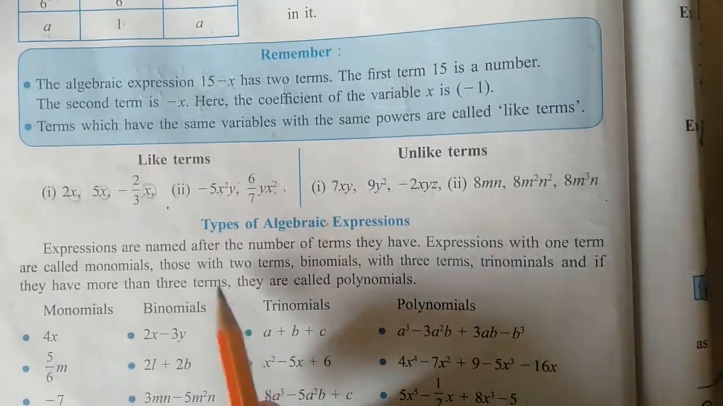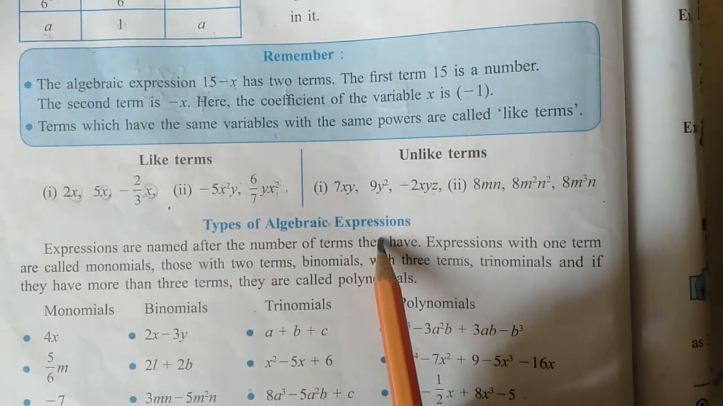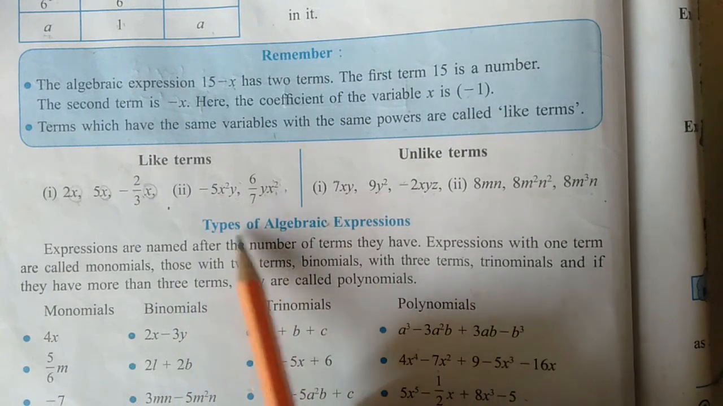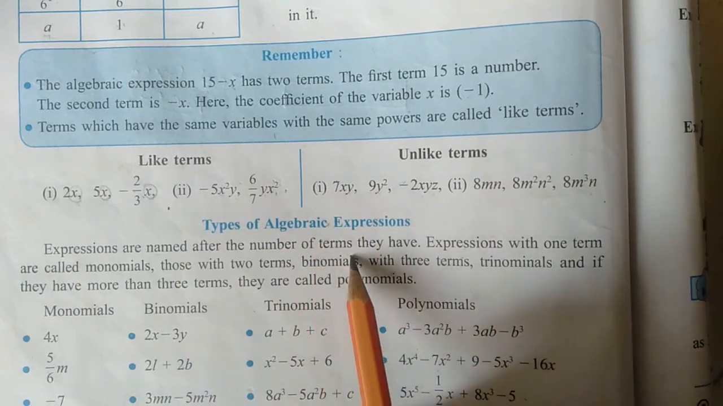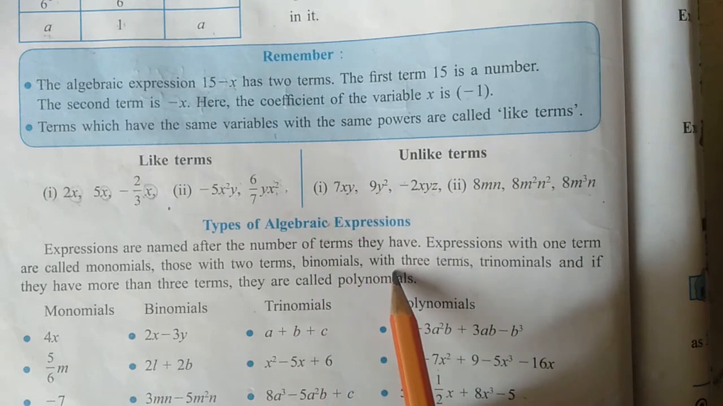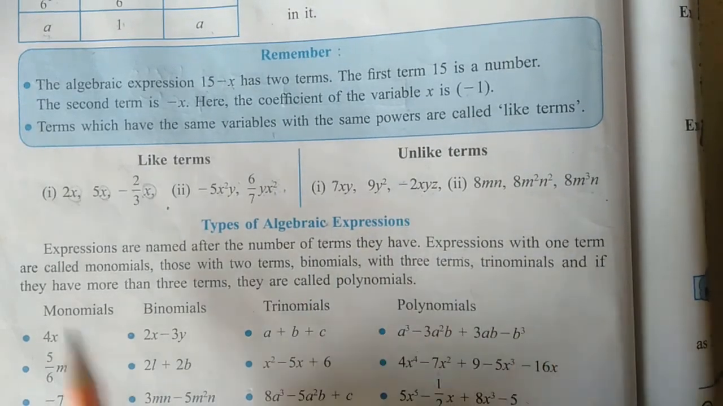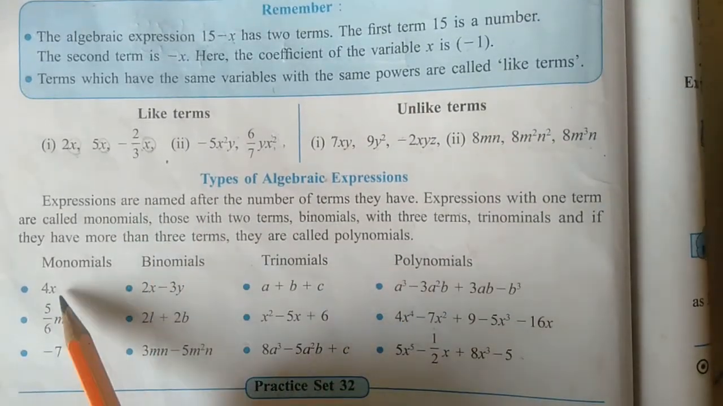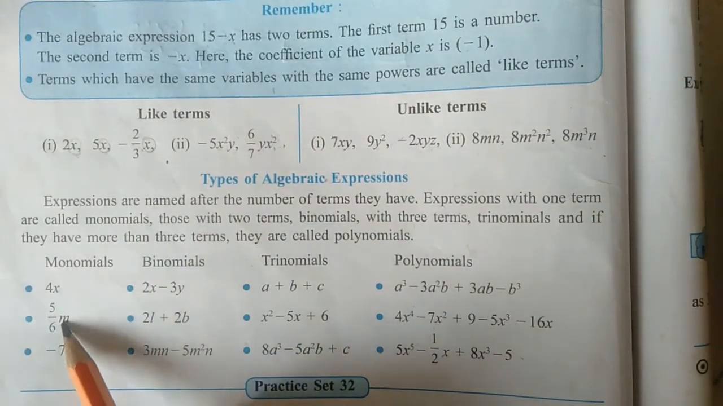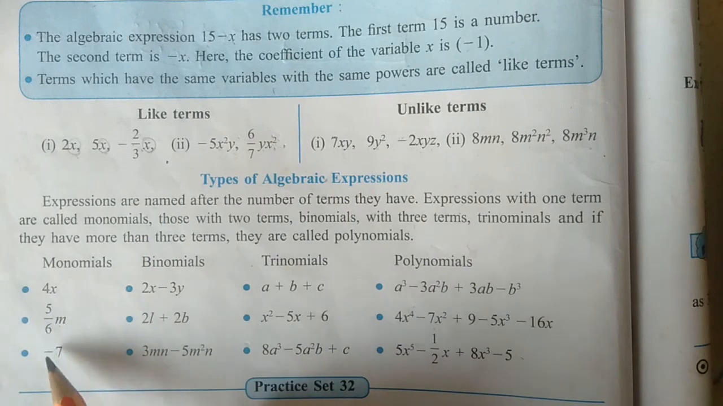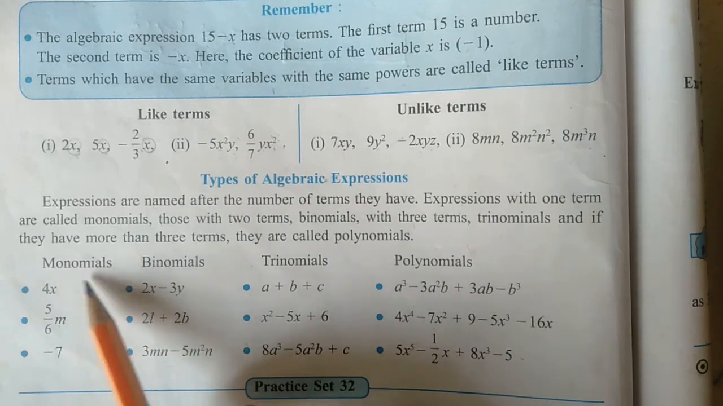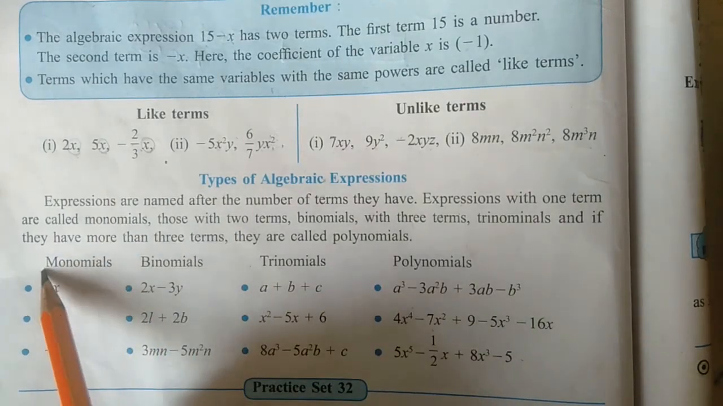Now the next topic is types of algebraic expressions. So here the different types of algebraic expressions based on the number of terms are given. The expression with one term is called a monomial. If the expression contains only one term, see 4x, 5/(6m), −7, all these are single-term expressions. So they are called monomials. Mono means one.